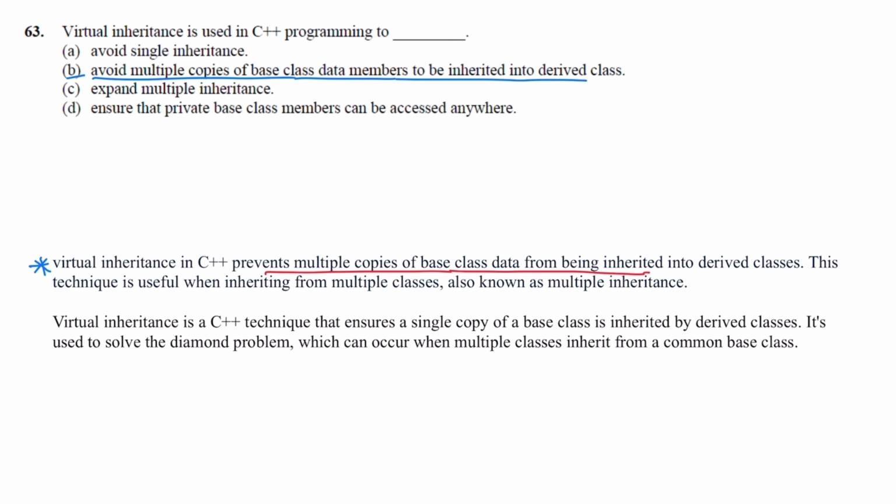This technique is useful when inheriting from multiple classes, also known as multiple inheritance. Virtual inheritance in C++ is a technique that ensures a single copy of a base class is inherited by the derived classes. It is used to solve the diamond problem, which can occur when multiple classes inherit from a common base class. The correct option is B.